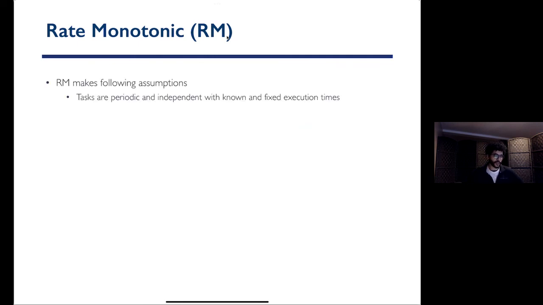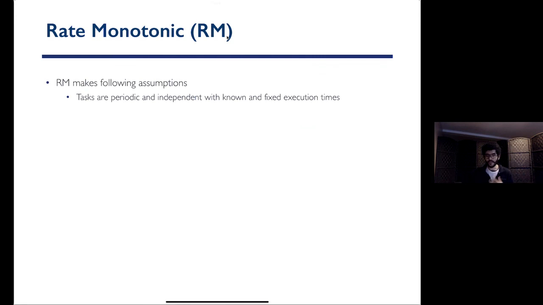Okay, so now let's talk about scheduling policies that are actually designed for a real-time system. The first one that we're going to see is rate monotonic scheduling. What is rate monotonic scheduling? Rate monotonic scheduling is going to assign a priority to each task. Sorry, the priority depends on the period of the task. So the shorter the period of the task is, the higher its priority becomes.